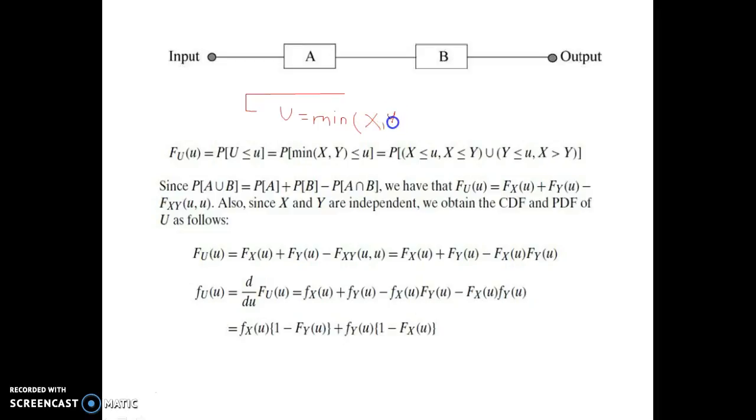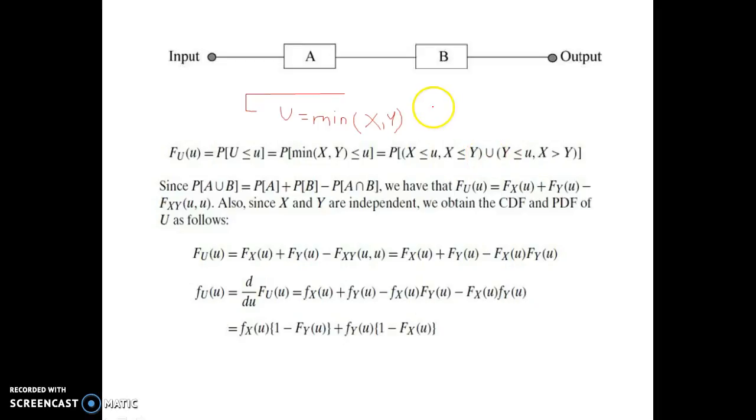of U. In order to find this, we will start with the procedures discussed before: the CDF of U will be given by the probability of U less than or equal to u, which implies the probability of the minimum of X and Y less than or equal to u. Now, if X is the minimum of the two random variables, then X will be less than or equal to u, and then obviously X will be less than or equal to Y.